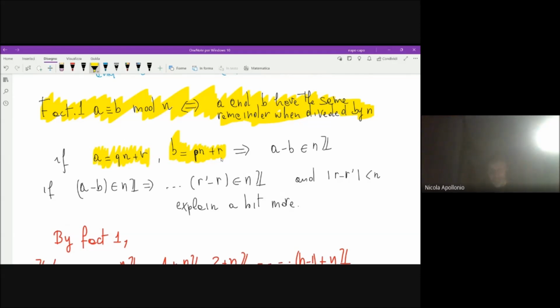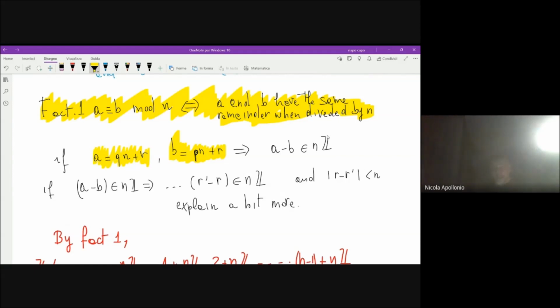Otherwise, the two numbers, due to the unicity of the representation, would be the same. The quotients are not necessarily the same, but the remainder we are forcing to be the same by assumption. They are the same remainder. So just pick the difference, A minus B. What is the difference? It is a multiple of n. So the difference is in nZ.